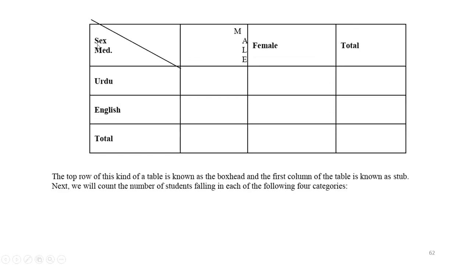This is the gender, sex of the student: male and female. This is the medium, Urdu and English. Basically this box will be written here as gender, male and female, and this is the medium, Urdu, English. The top row of this kind of table is known as the box head, and the first column of the table is known as a stub. And next, we will count the number of students falling in each of the categories.